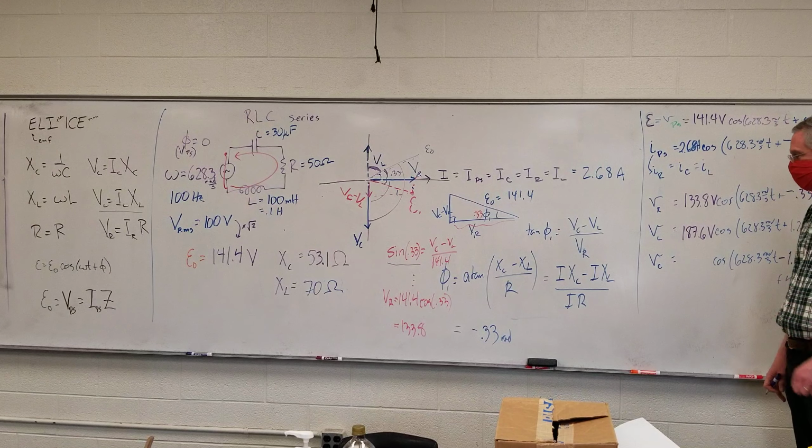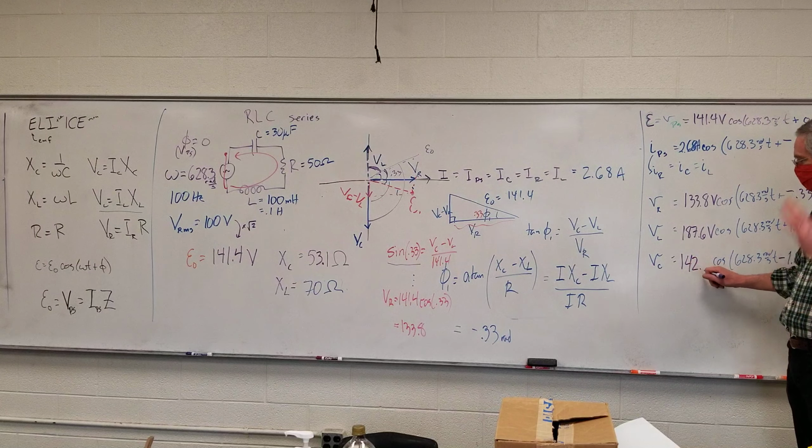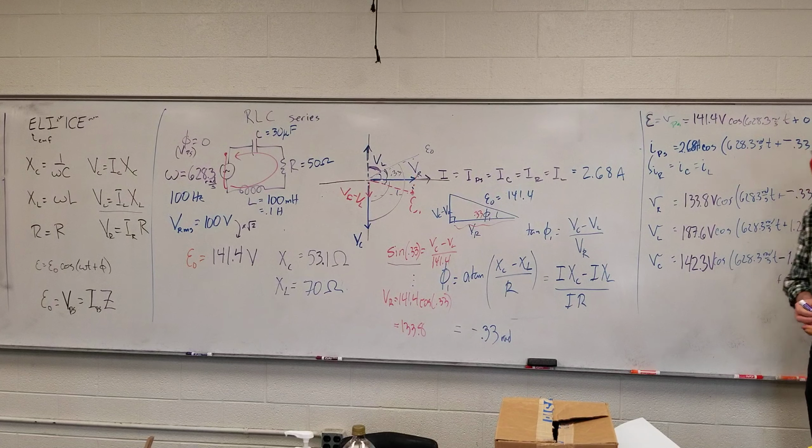And then V sub C, the maximum value of the voltage going across the capacitor? 142.3. And there we have our equations. Beautiful.